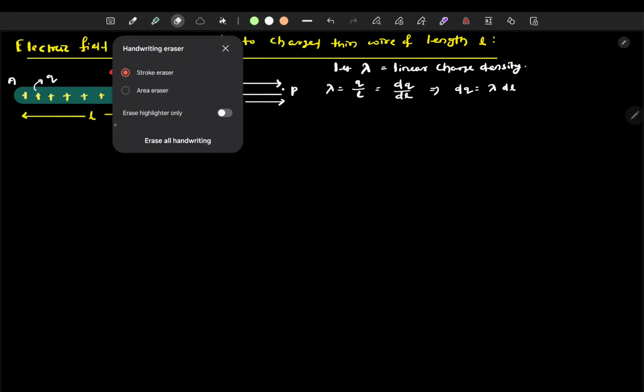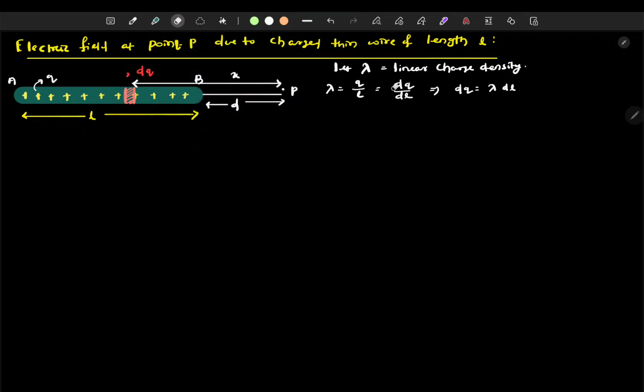Let us suppose this small length is dx. So dQ is lambda dx. What is lambda? Lambda is Q by L. So you can write dQ is Q by L into dx.